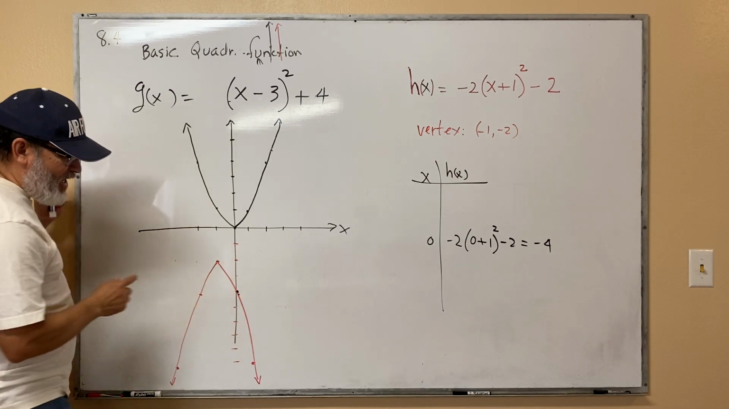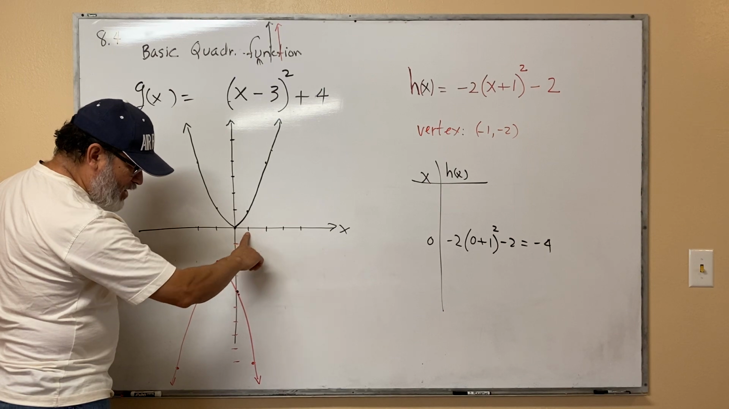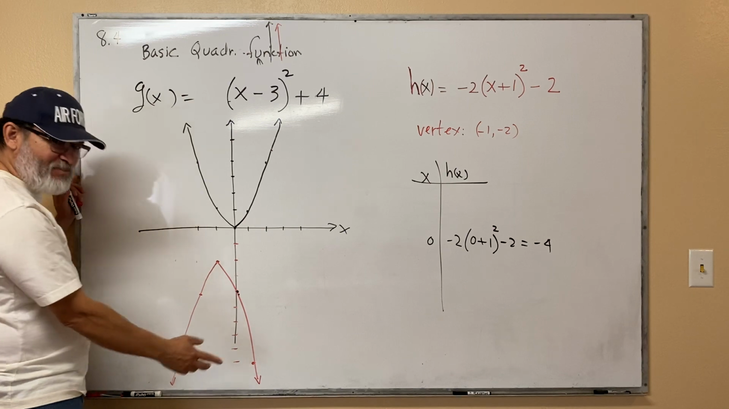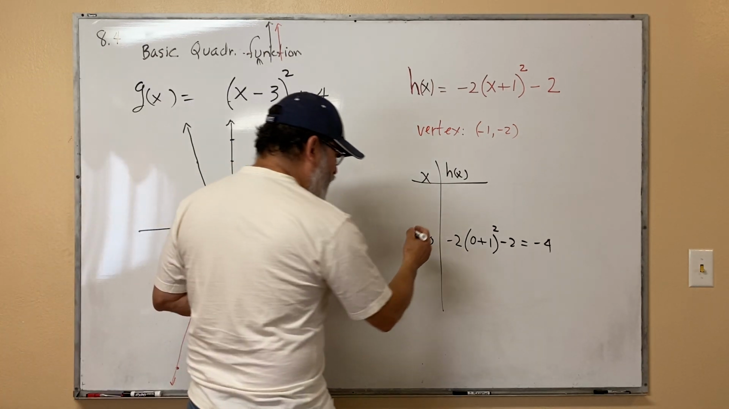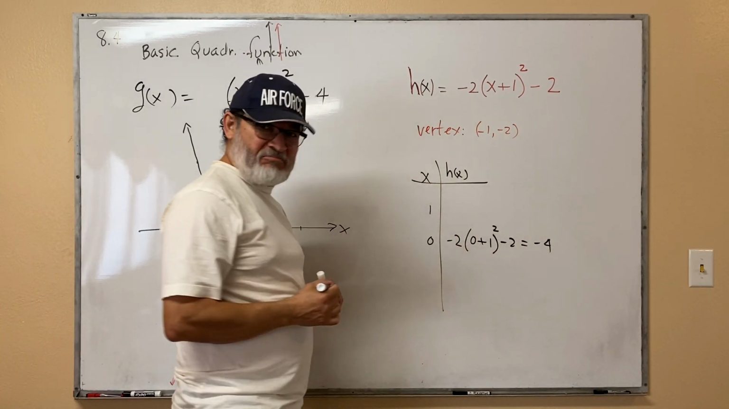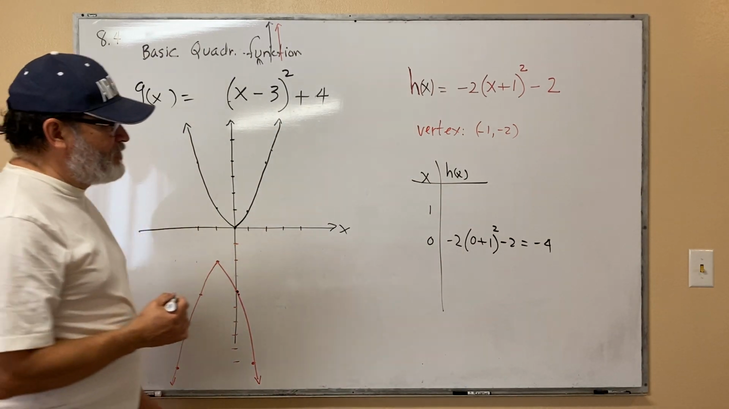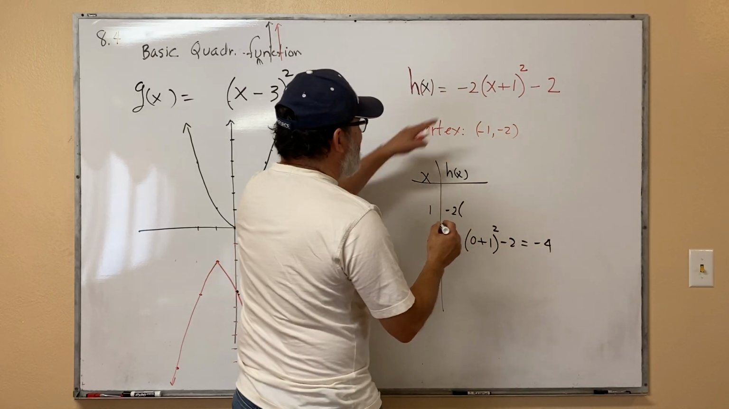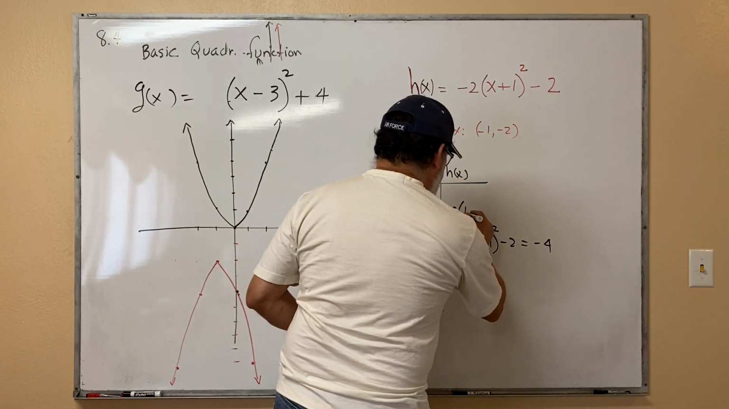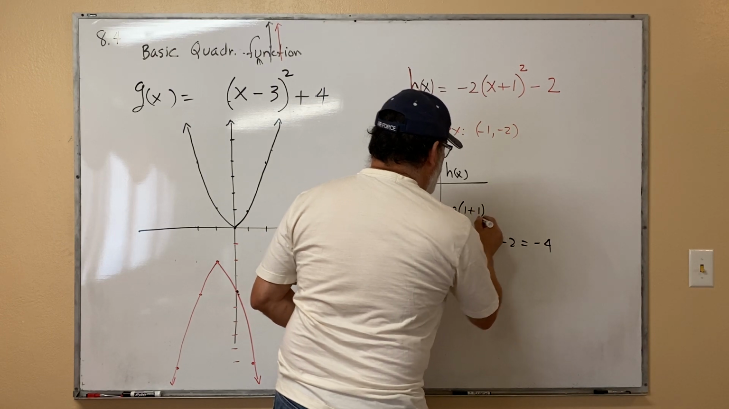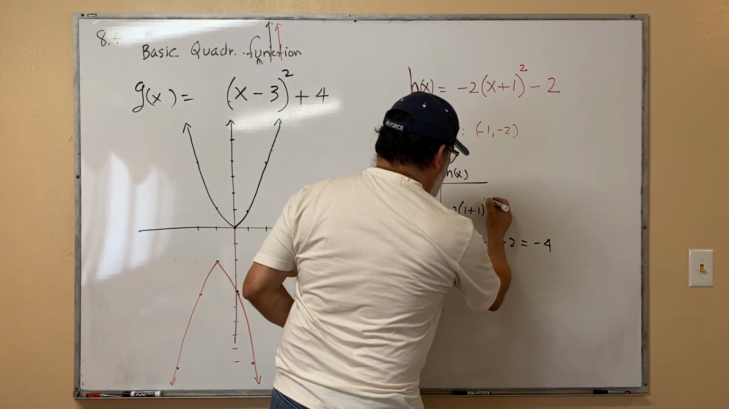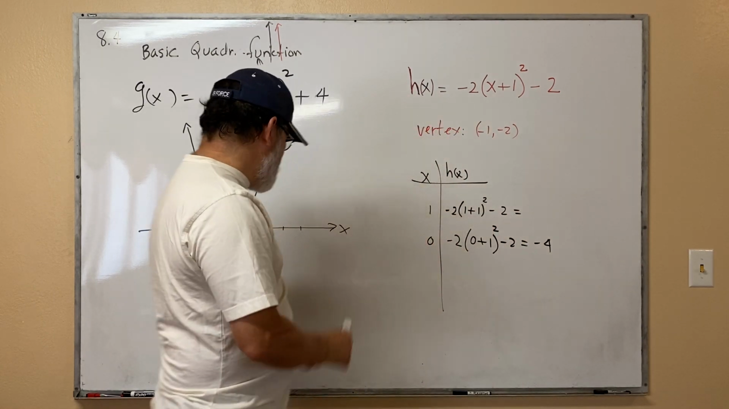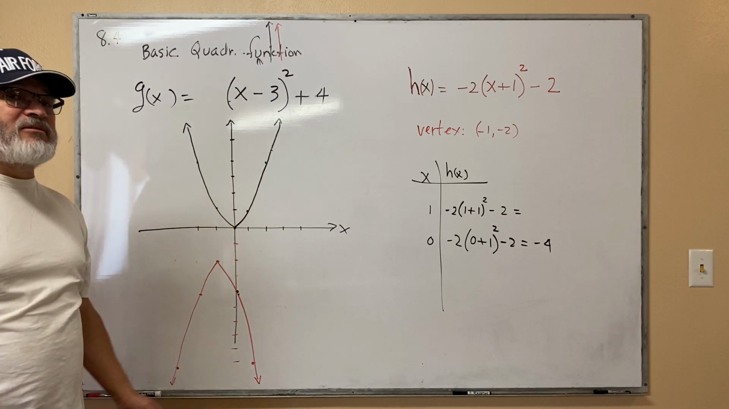I bet you if we plug in 1, we're going to get -8. Yeah, let's plug in 1. This works. So that's -2 times, plug in 1, plus 1, quantity squared, -2. Let's see what we get. We better get -8, otherwise we made a mistake.